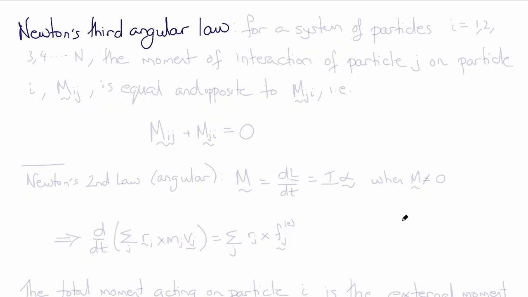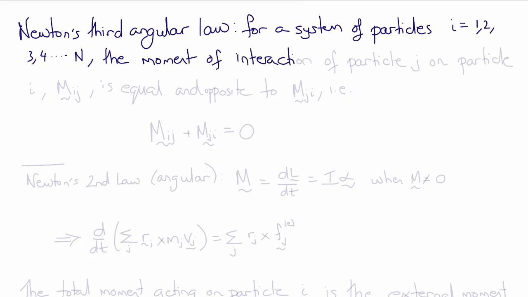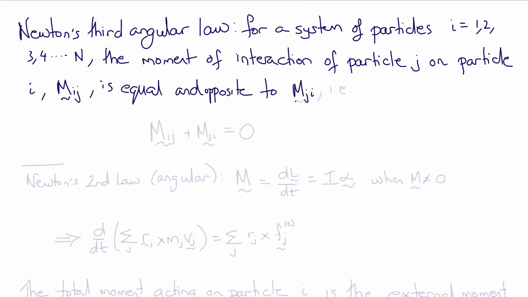Newton's third angular law for a system of particles, i equals 1 through n, states that for every moment interaction, there's a moment reaction, or the moment of interaction of particle j on particle i, Mij, is equal and opposite to the moment of interaction of particle i on particle j, Mji. And therefore we can write Mij plus Mji must equal 0.